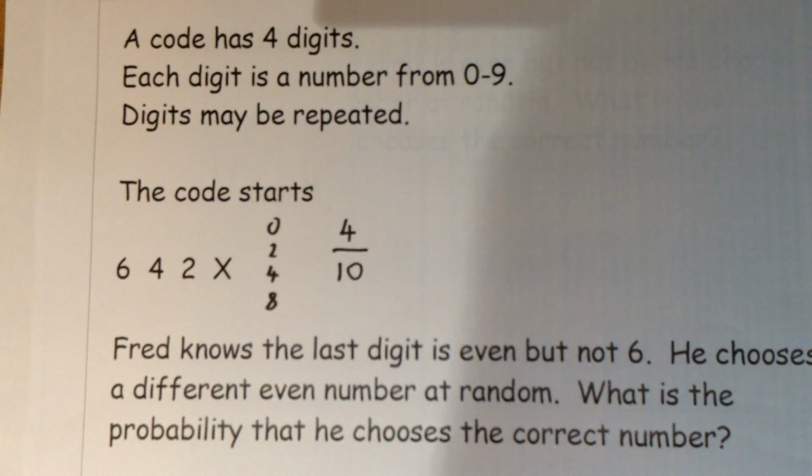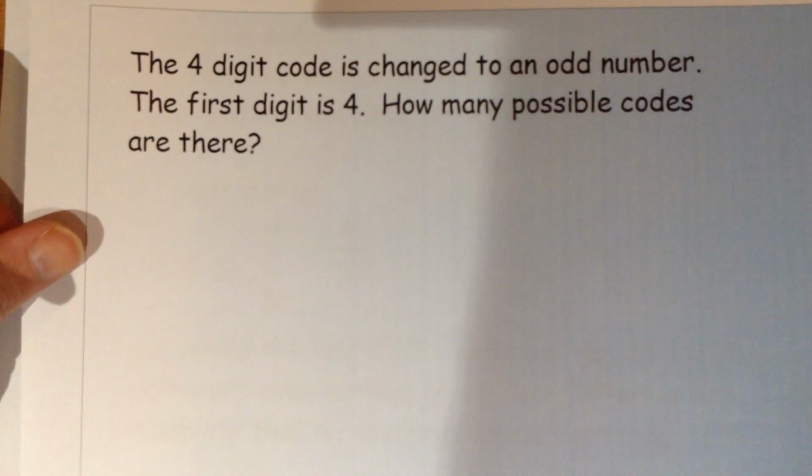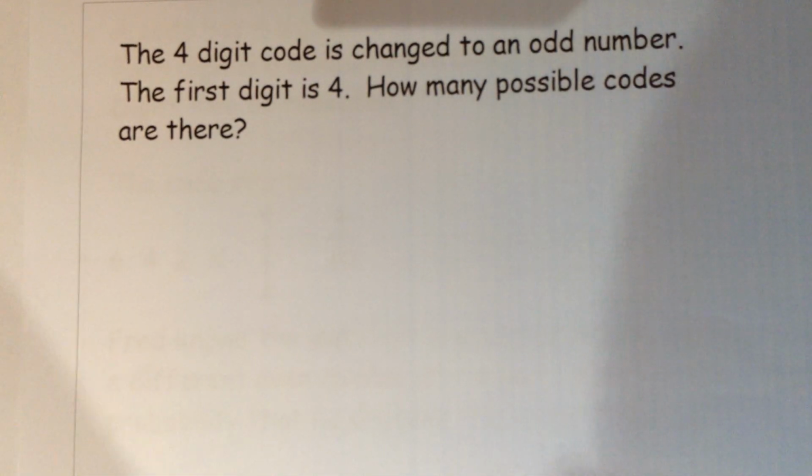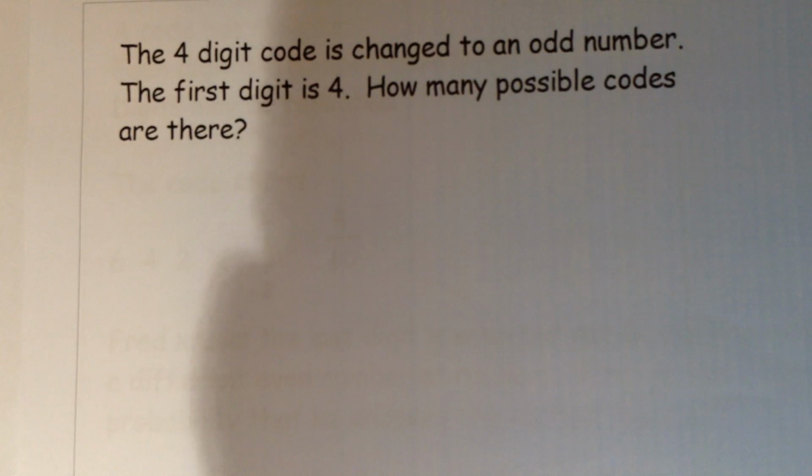The second question is a little bit of a follow-on question, but actually is a little bit different in what it's asking. So we've got a different 4-digit code. We've now got that the 4-digit code is an odd number. Now that doesn't mean that each of the digits is odd. That means that altogether the 4 digits will be odd. So it's actually only the last number that we need to be odd.